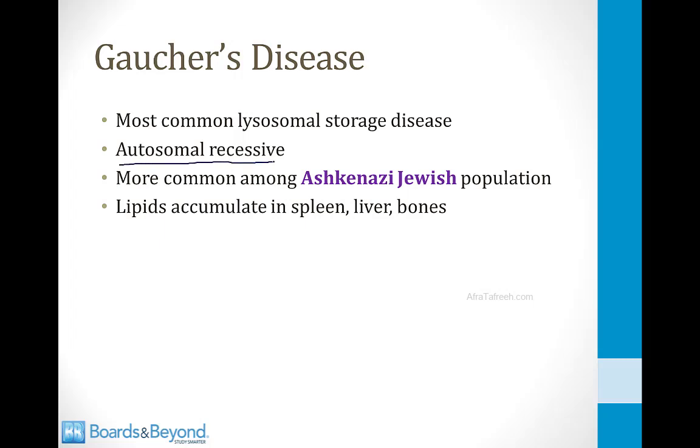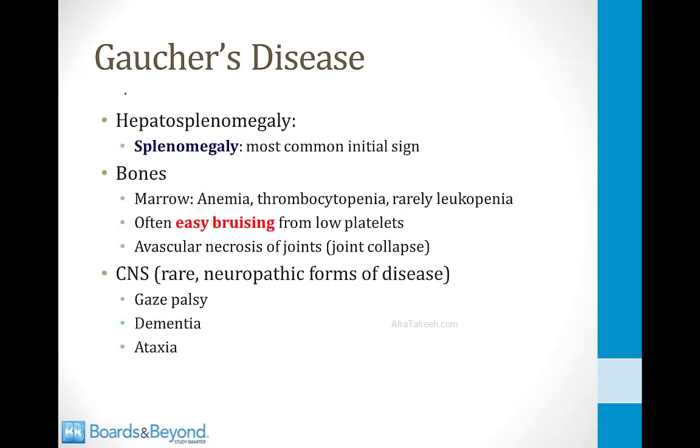It's an autosomal recessive condition, and it is more common among people who are of Ashkenazi Jewish descent. The Ashkenazi Jewish population comes from Europe and places like Germany and France, and people who descend from that population have an increased likelihood of developing Gaucher's disease. The main organ systems affected in Gaucher's disease are the liver, spleen, and bones. You can see hepatosplenomegaly, and especially among children with the condition, an enlarged spleen is the most commonly detected initial sign. Children have small abdomens, and it's often easy to detect an enlarged spleen when they develop Gaucher's disease.